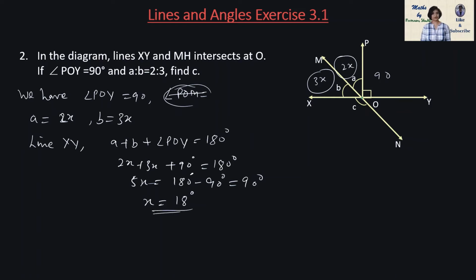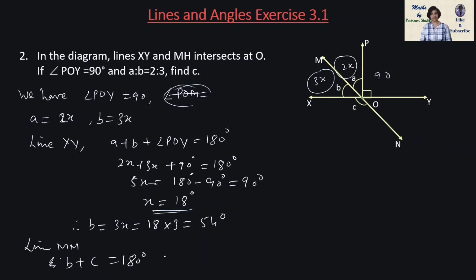Now what you have to find? You have to find the value of c. So for c, if you are taking line MN, right? Line MN, there is angle B plus C equals 180 degrees. So what you have to find by this? You have to find only angle B. So B, therefore, you can write here, B equals 3x equals 18 into 3 or 3 into 18, 54 degree.